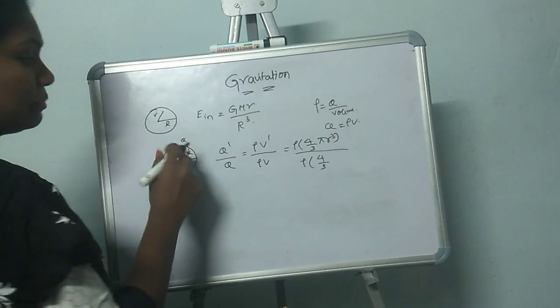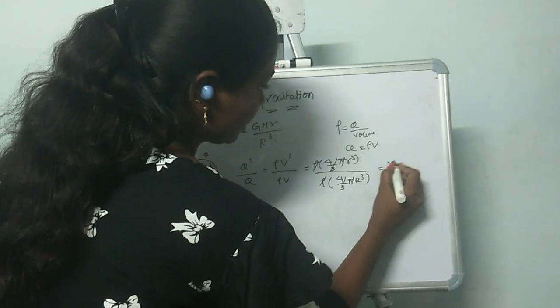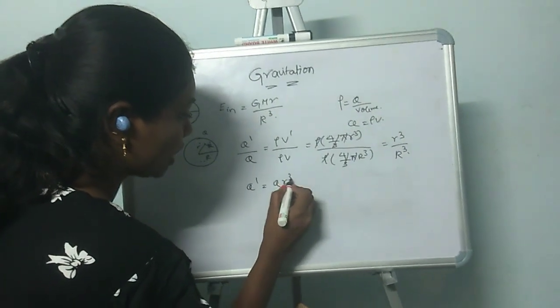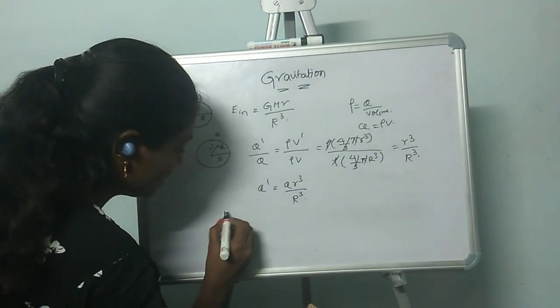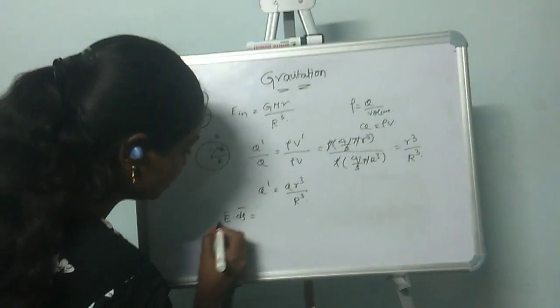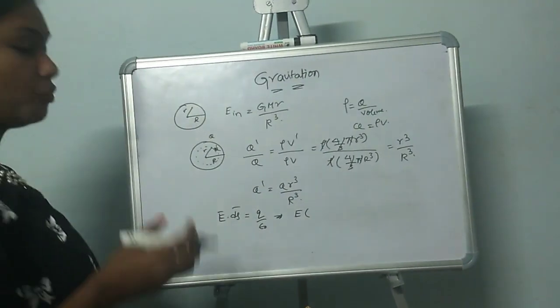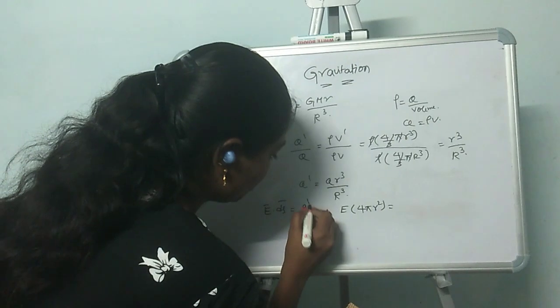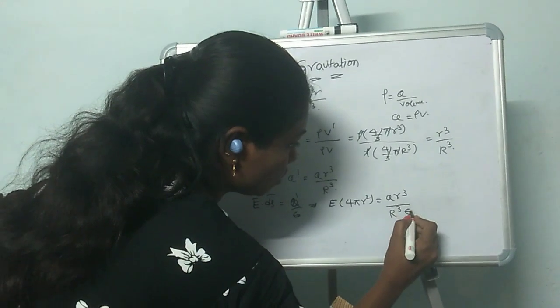Rho into volume of the outer sphere, 4/3 pi capital R cube. Rho cancels, 4/3 pi cancels, that is r cube by capital R cube. So we have Q prime equal to Q into r cube by capital R cube. Then using Gauss law, E bar dot ds bar equal to Q by epsilon naught. So we have E into 4 pi r square, the surface area of the sphere, equal to Q prime. Q prime equal to Q r cube by R cube epsilon naught.